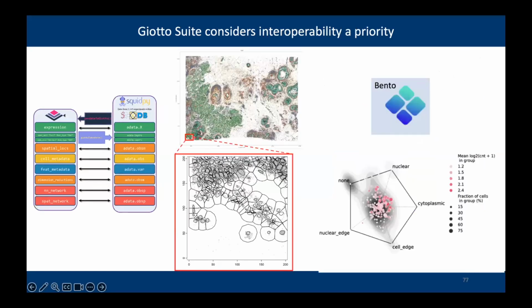Just as one example, I think Bento was developed using an N data framework. It's kind of interesting because it's one of the few tools that really tries to look at subcellular localization, to identify subcellular localization patterns within this type of spatial subcellular data. And so we have made it very easy to go to this Bento tool and identify if certain transcripts are enriched in nuclear, cytoplasmic, cell edge, and so on.